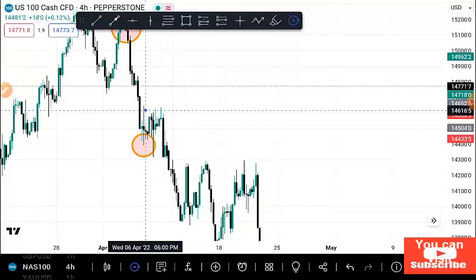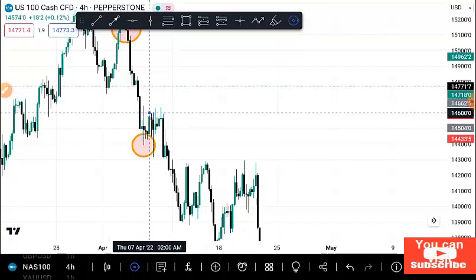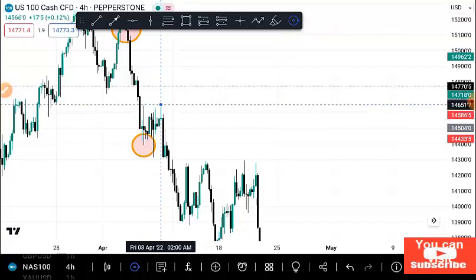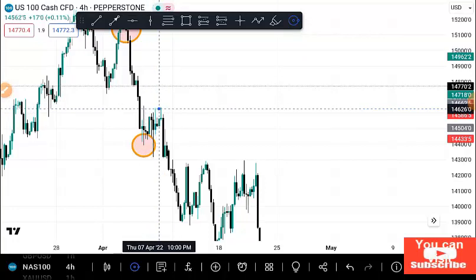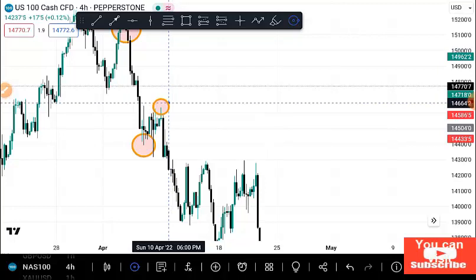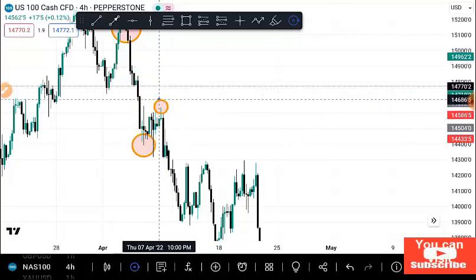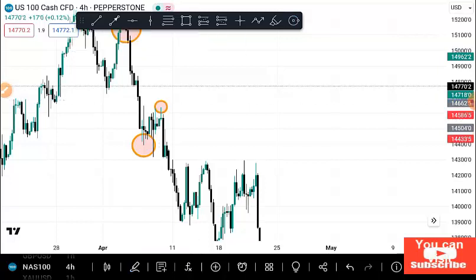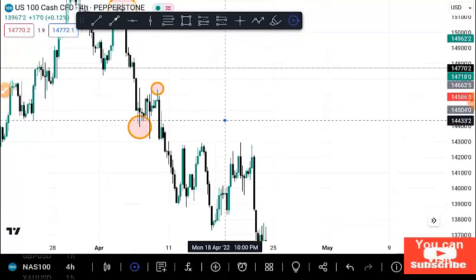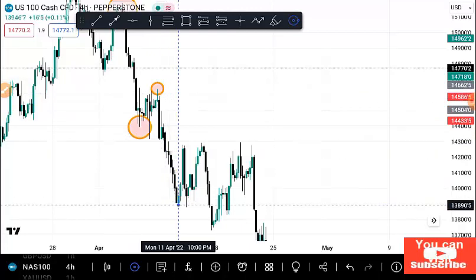Now the pullback, because we're in a downtrend, the highest high in the internal range or internal structure becomes your new swing high, right? Then the lowest low before the pullback. So price rallied all the way down to this low right here, and that becomes your new swing low.